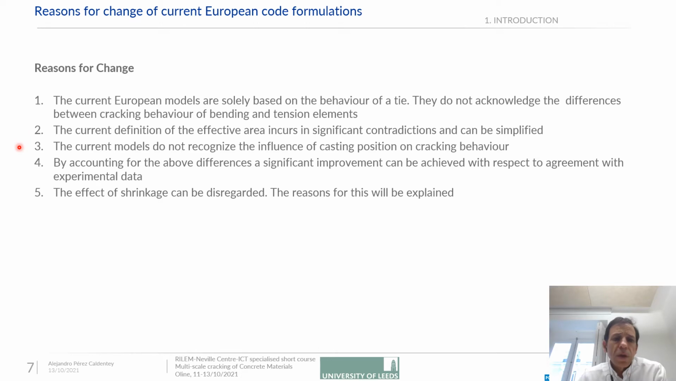The third reason is that the current models do not recognize the influence of casting position on cracking behavior, and I will show you some experimental evidence that this influence is actually quite significant. And so, by accounting for these effects, we will see that we obtain a significant improvement in agreement between the models and the experimental data. And finally, we will argue that the shrinkage effect can be disregarded, and the reasons for this will be explained.